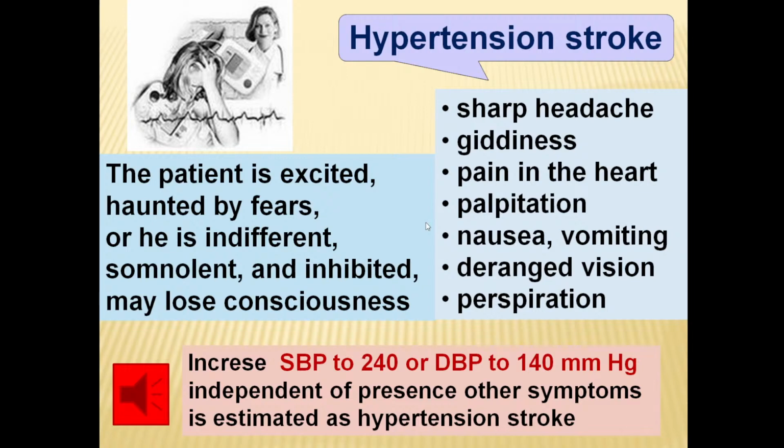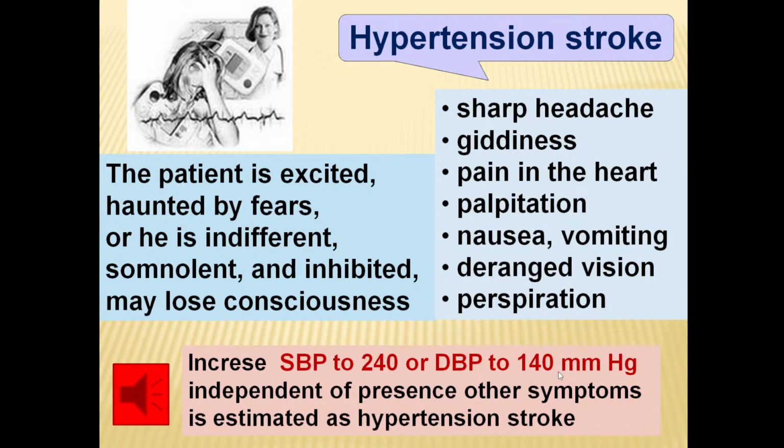And I'll draw your attention: regardless of clinical symptoms, systolic blood pressure above 240 and diastolic above 140 must be estimated as hypertensive stroke and needs emergency aid. Some patients don't feel any discomfort, which is a casual variant, or feel only some headache. If you measure pressure of 240 systolic or 140 diastolic, it is immediately estimated as hypertensive stroke.